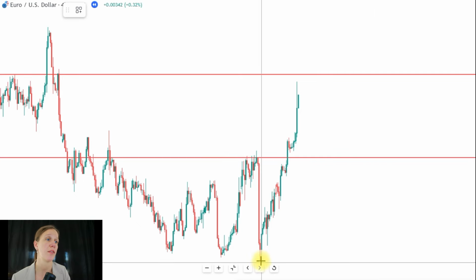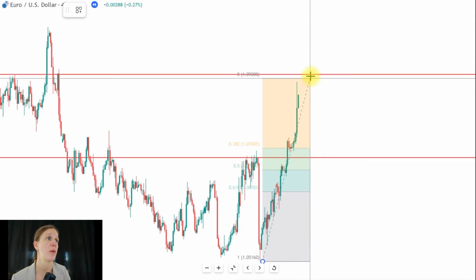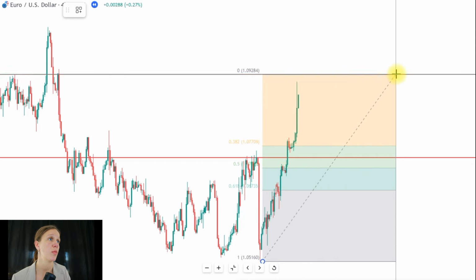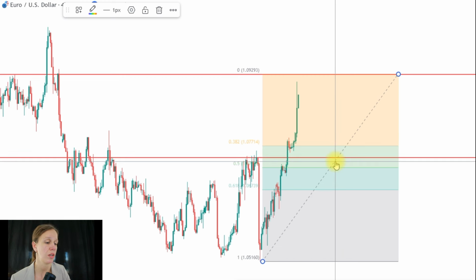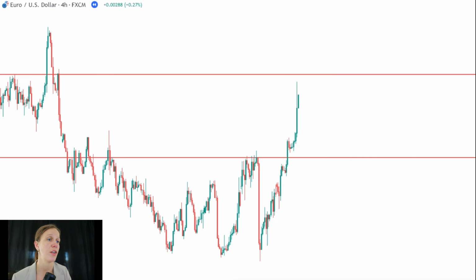If we apply the Fibonacci retracement to make it clear, it would also be exactly in the area where the markets are most likely to reverse. So an additional argument for that as well. So let's see first what the market does.